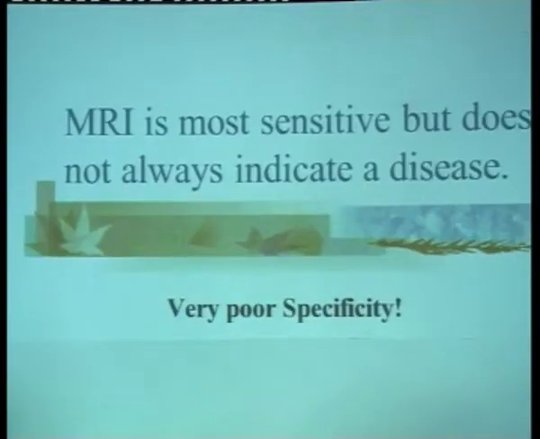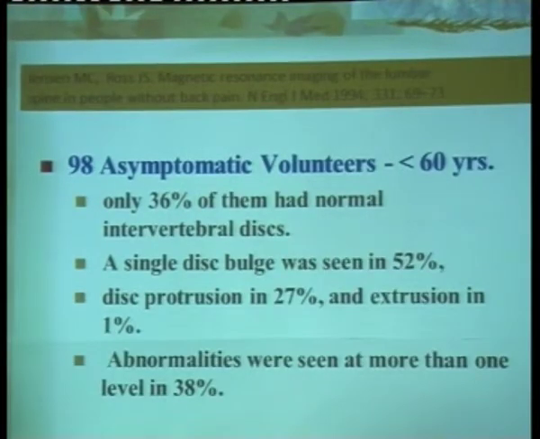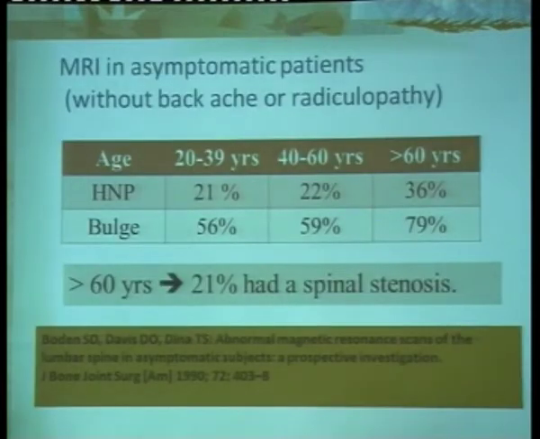Now, if you look at this, we know that MRI is the most sensitive. It shows lots of disc prolapses, lots of changes, lots of black disc, lots of degeneration. But it is not always indicative of a disease because it has very poor specificity. Now, in one of the most quoted studies, 98 asymptomatic volunteers who had no back pain were given MRI, and they were all below 60 years. You will find that only 36% of them had normal intervertebral discs. A single disc bulge was seen in 52, and some sort of abnormality was seen at more than one level in 38, which means that there can be a lot of spurious MRI findings.